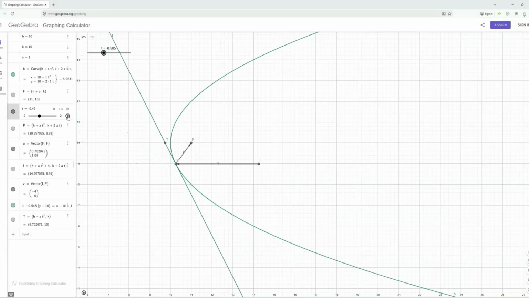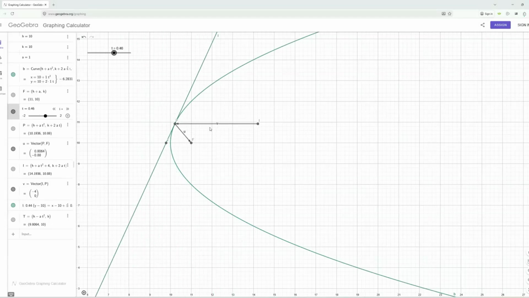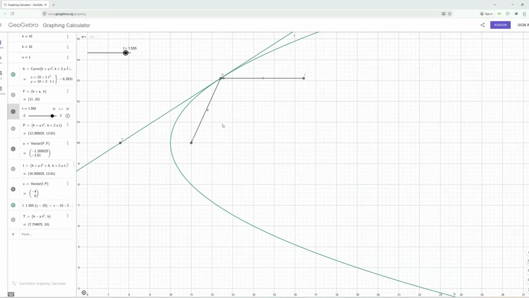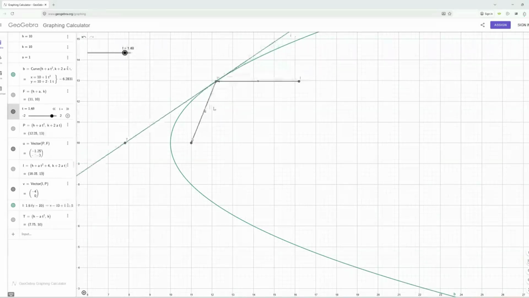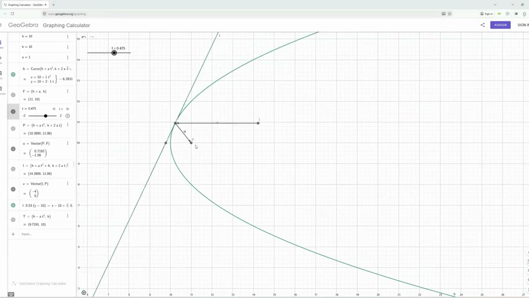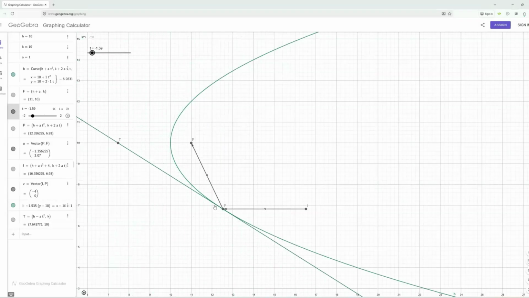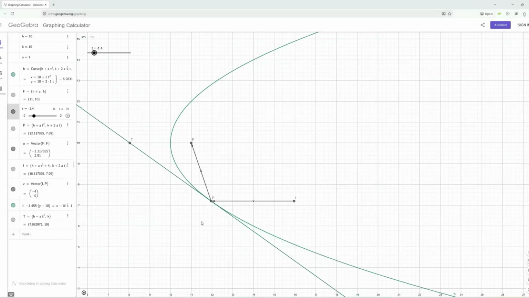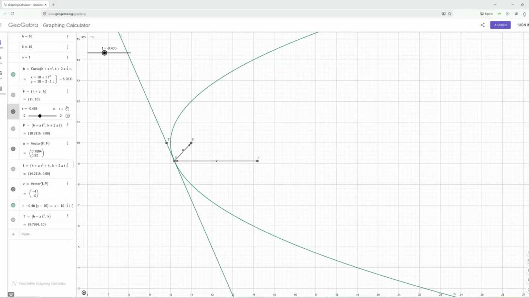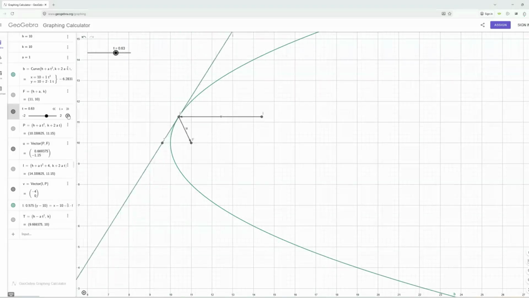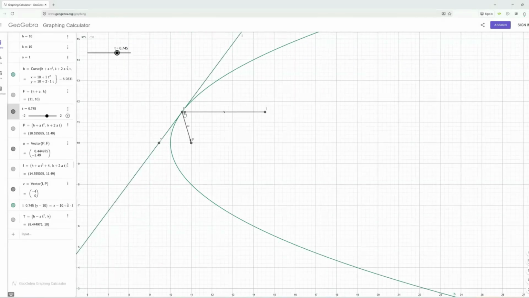An incident ray that is parallel to the parabola's axis of symmetry is reflected by the parabola in the direction of the focus, or conversely, an incident ray originating from the focus is reflected by the parabola in the direction parallel to the parabola's axis of symmetry. So notice that the tangent line through the point P, the reflection point, intersects the parabola's axis of symmetry at the point T.